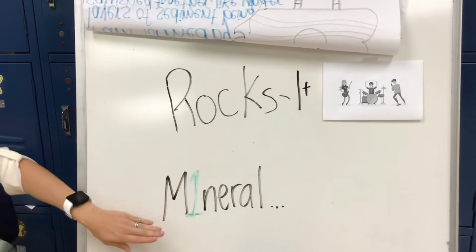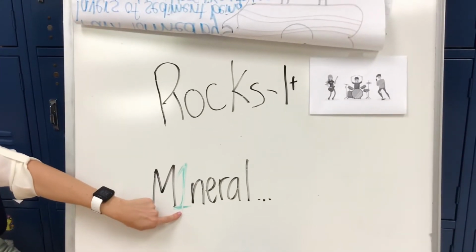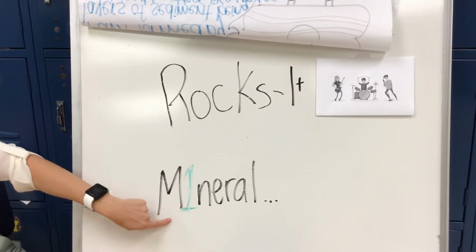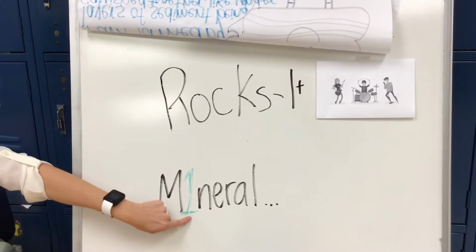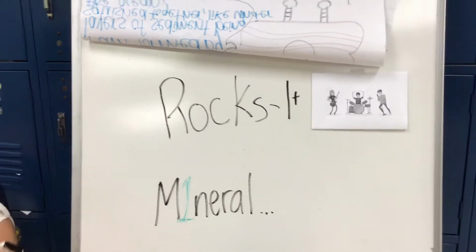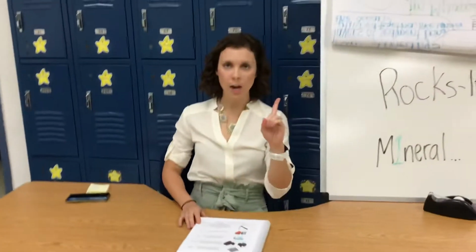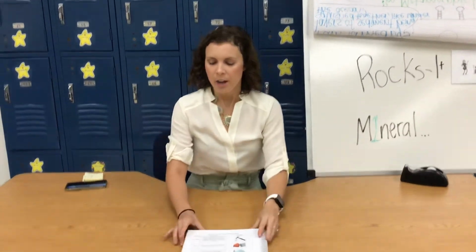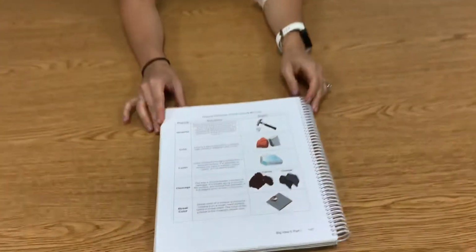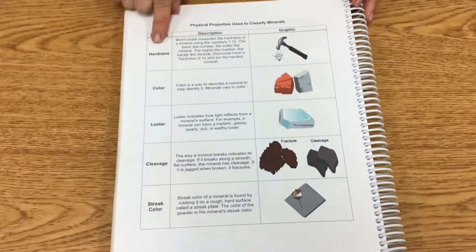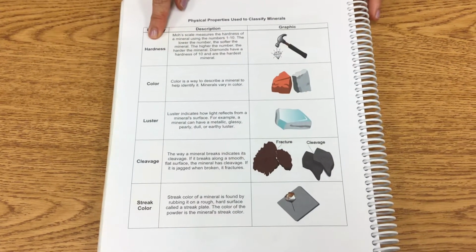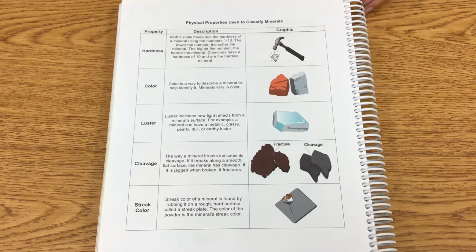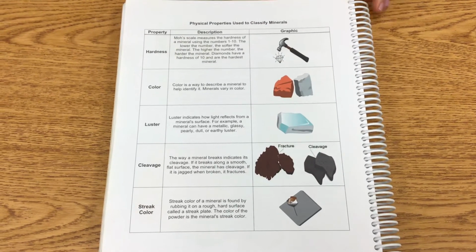put together. A mineral, we put a number 1 for the I to remind us that a mineral is only made up of one thing. So today we're going to look at things that are one mineral, one thing. And I'm going to have you look into this book. You already took notes on this. We talked about hardness. Hardness is on a Mohs scale of 1 to 10. We discussed diamonds being the hardest at a 10.